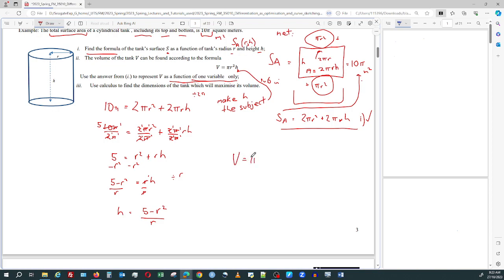Now, v is equal to pi r squared h. So we're going to substitute that one in there. So we're going to get v as a function of r. Now we're moving into calculus territory. Pi r squared. We better put a bracket because it's got some algebra in it.